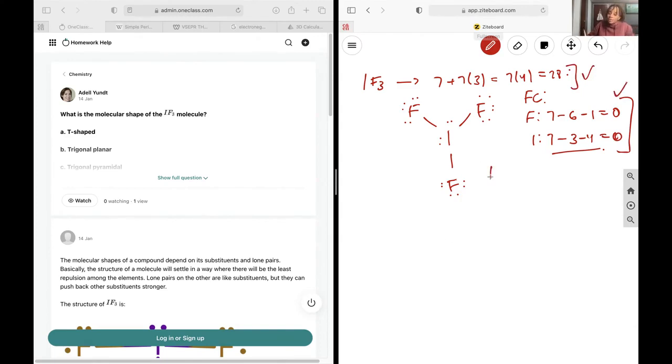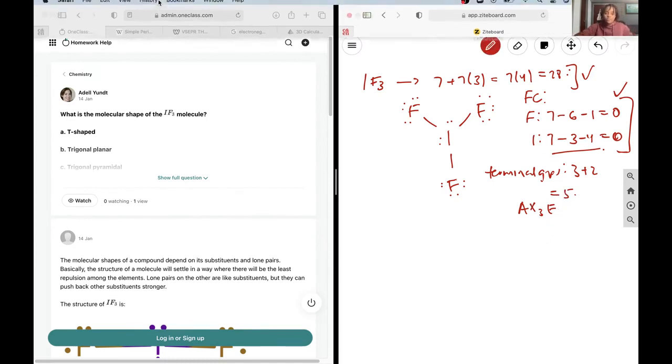And so now I need to figure out the number of terminal groups. And it is going to be 3 plus the 2 lone pairs, and so that is 5. And it would have notation AX3E2. So terminal atoms represented by the X, and E is the lone pairs. And so from this, I just go to my VSEPR chart.